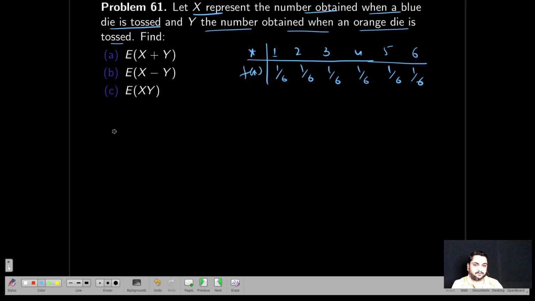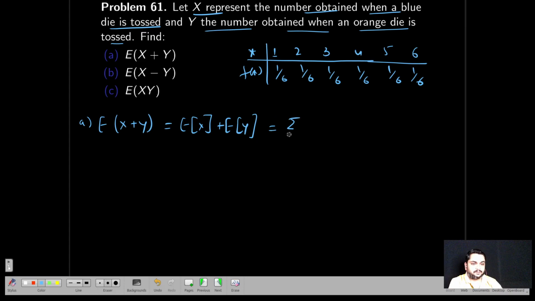Now they are asking you to find E of x plus y. This is nothing but E of x plus E of y. You can write it like this. What is the expectation E of x? Summation of x into f of x, plus summation of y into f of y. Similarly, you'll get this because x is equal to y here. F of y is also equal to f of x, because it's the same die.